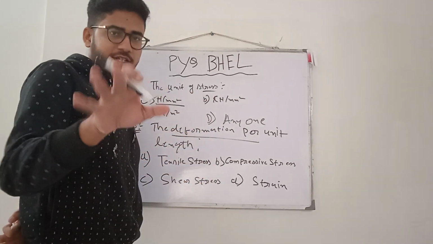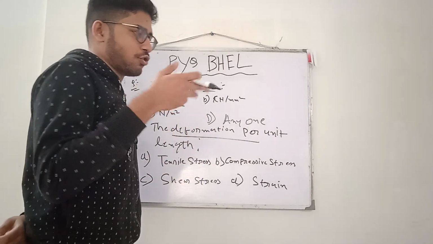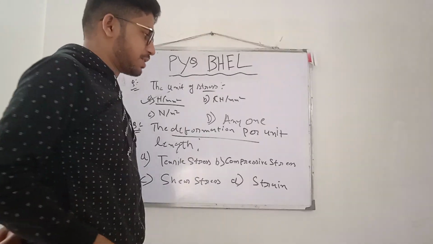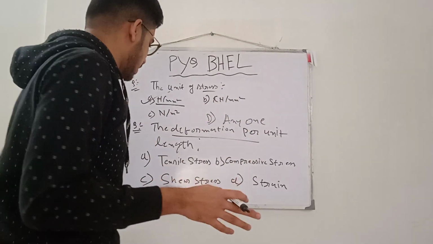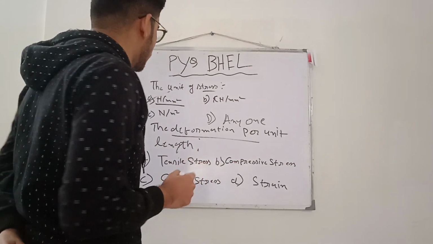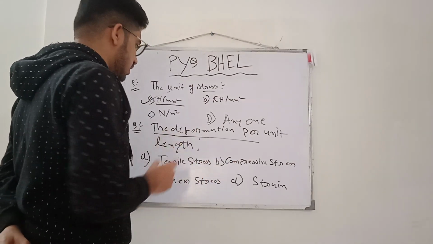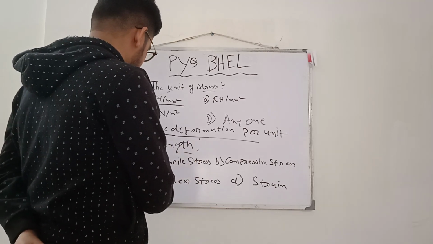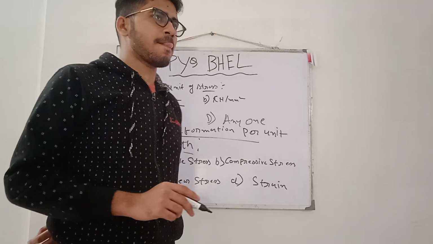I'm not giving you pressure because I didn't teach you strength of materials yet. I will tell you which one is the answer. The deformation per unit length is what? Tensile stress? Not tensile stress, so what is it?